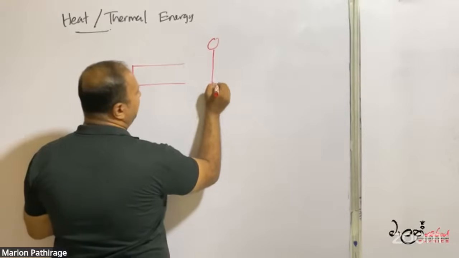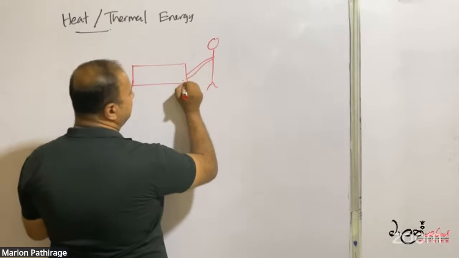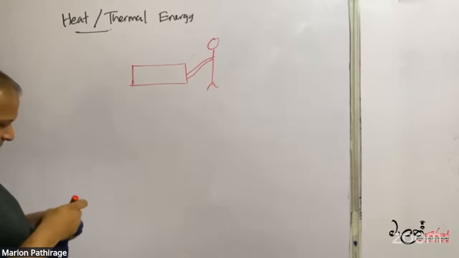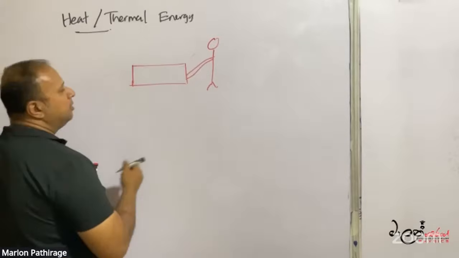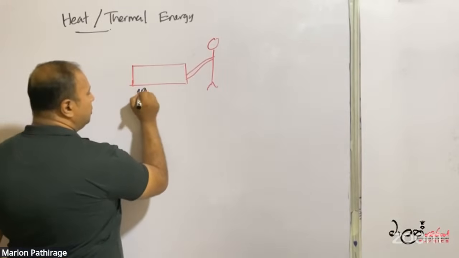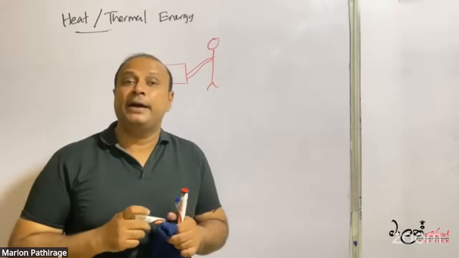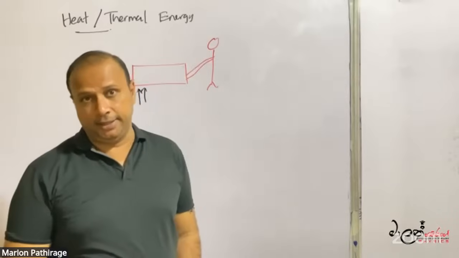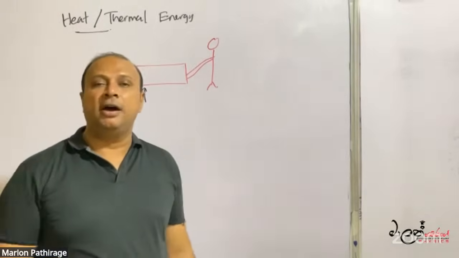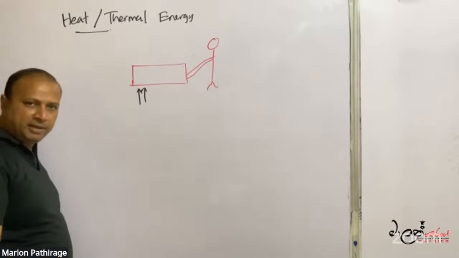There's a man and he touched this object. And now we are going to give a heat. Heat means now we are going to heat up this material, using a Bunsen burner or something. Now we are going to heat up, or give heat to, this material.